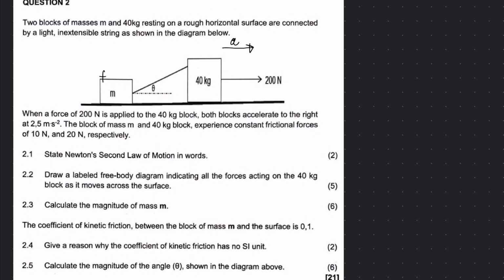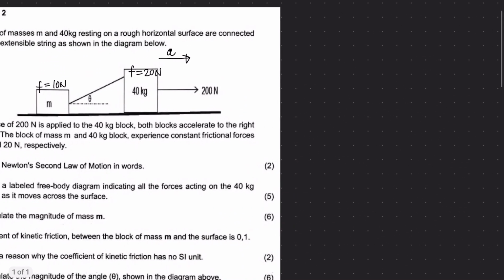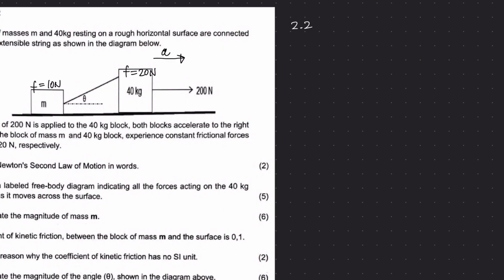So friction here is 10 Newton and friction here 20 Newtons. Again, I'm not doing definitions. Definitions are available to you. Question 2.2, draw a labeled free body diagram indicating all the forces acting on the 40 kilogram block as it moves across the surface. So question 2.2, let's put that there.